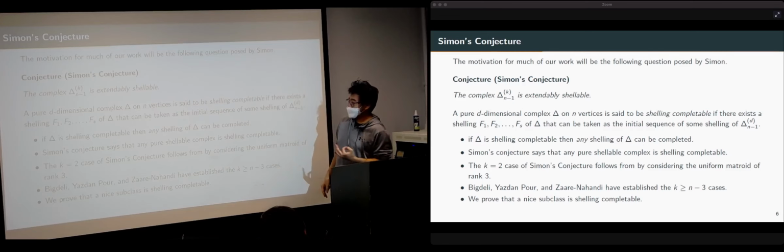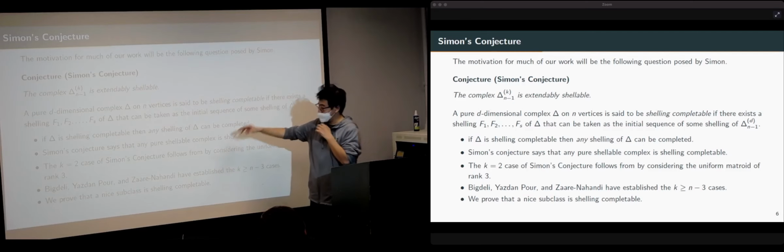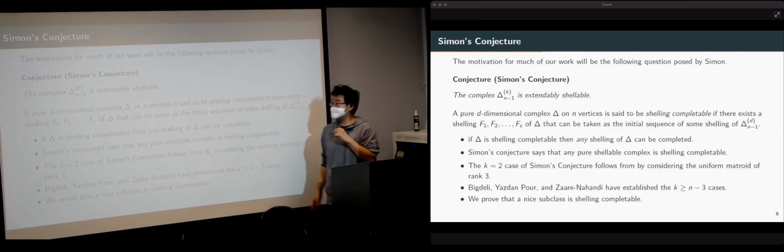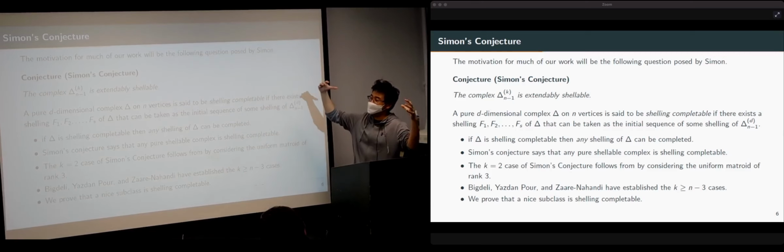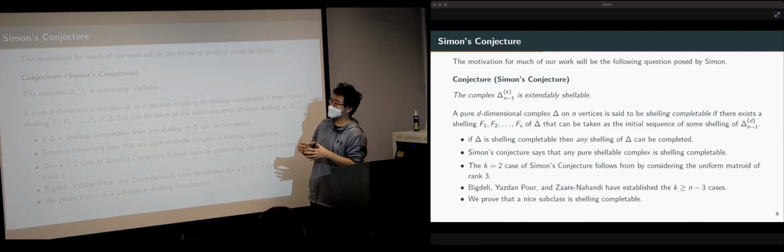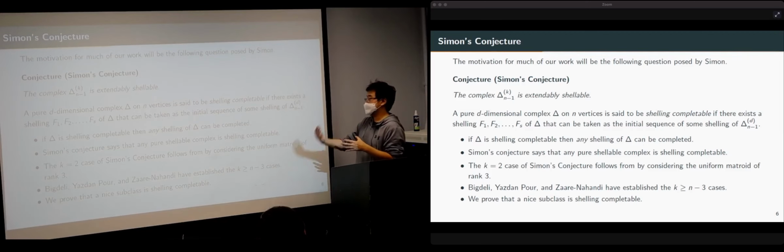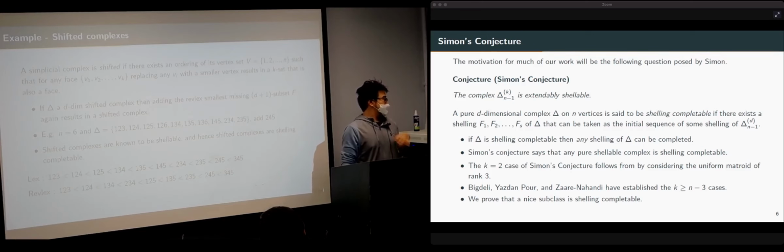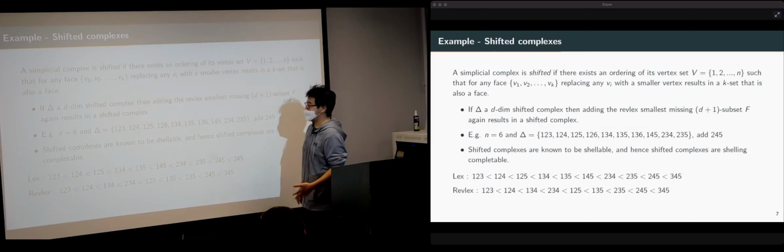And what we are going to do is, instead of focusing on a particular dimension, we are going to pick a very, very nicely behaved smaller subclass of shellable complexes and show that they can be extendably shellable. So here are some examples of shelling extendability before we actually go on to the hardcore stuff.